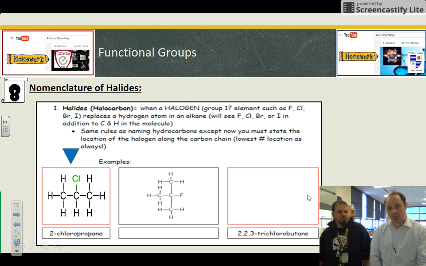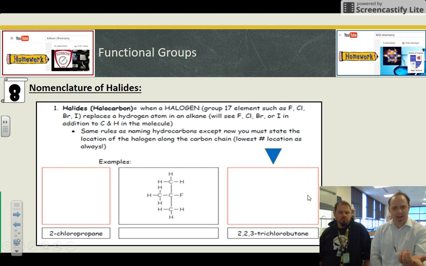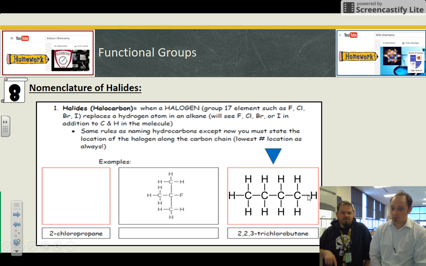The second carbon has a chlorine hanging on it, and there's a 3-carbon chain. For 1-chloropropane, it would be on the first carbon. The next one we're going to name, or we're going to draw. We'll do that picture last. We're going to draw and then we'll name. So this one is mad complicated.